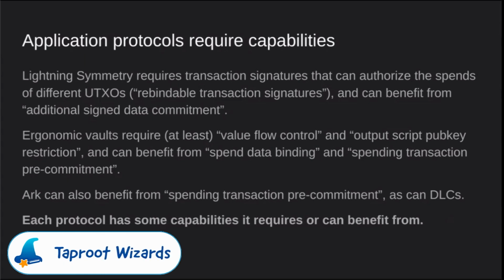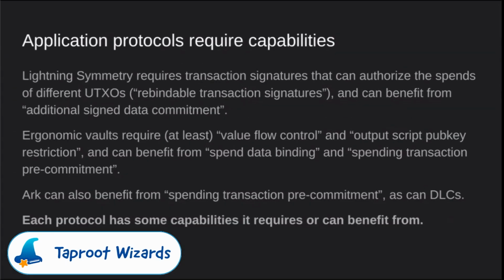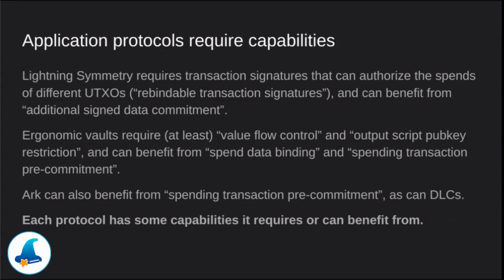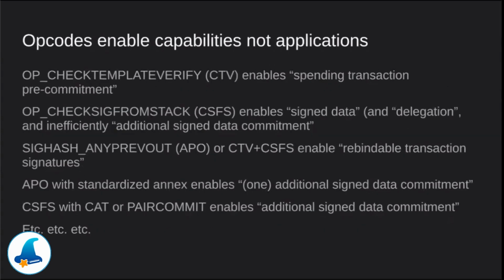And there are therefore overlapping sets of capabilities and opcodes. It's not just, oh, this opcode gives this protocol, right? That's not the way this works. Here are some examples on this slide of which capabilities some protocols we might want require. I'm not going to read all that, but it's up there. I said what I want to say. Similarly, of course, opcodes enable capabilities, not applications.